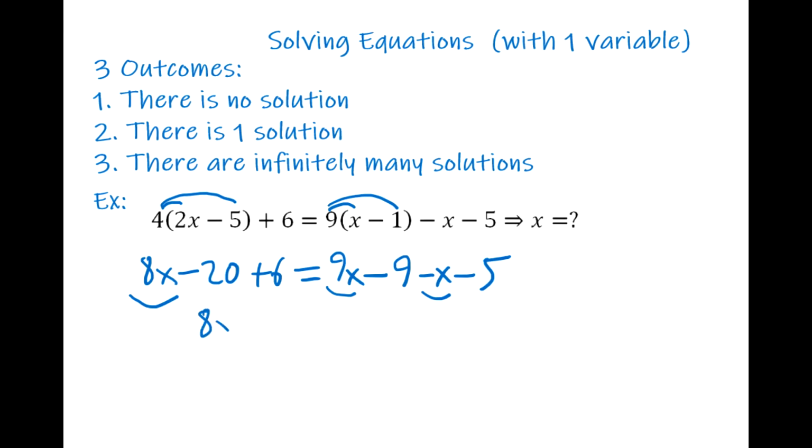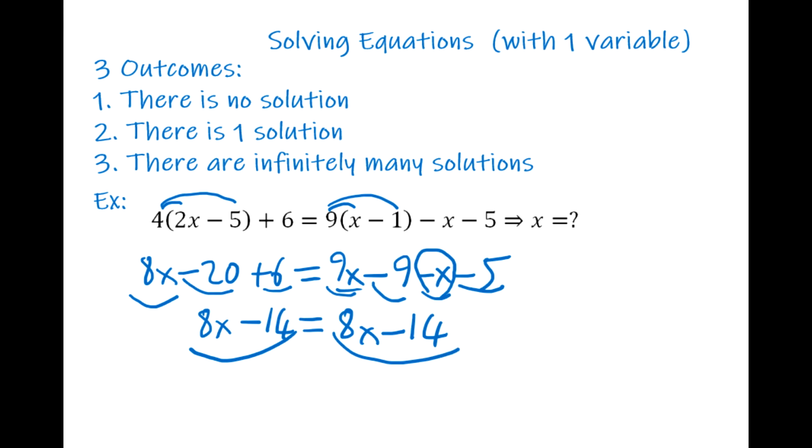On the left, we have 8x. Here, negative 20 plus 6 makes it negative 14, and this is equal to, guys, if you subtract 1x from 9x, we're going to have 8x minus negative 9, negative 5 makes it negative 14, guys. And the left side is equal to the right side. If you keep going, okay, keep the x values on the left and keep the numbers on the right, and let's see what's going to happen. Send this positive 8x on the left, so it's going to be 8x minus 8x is equal to. Send this negative 14 to the right, and it's going to be positive 14.